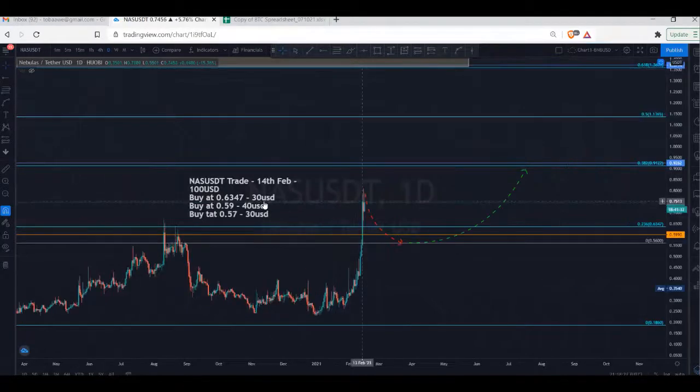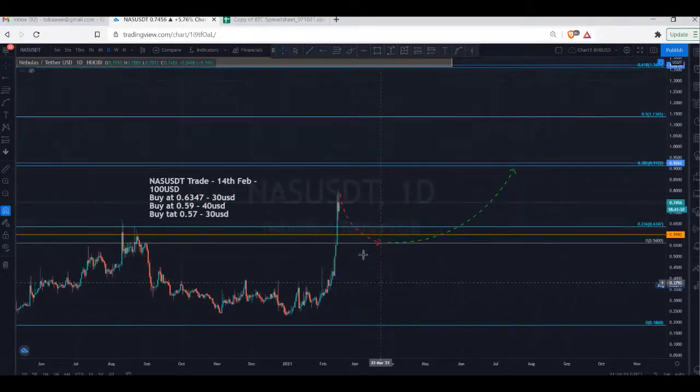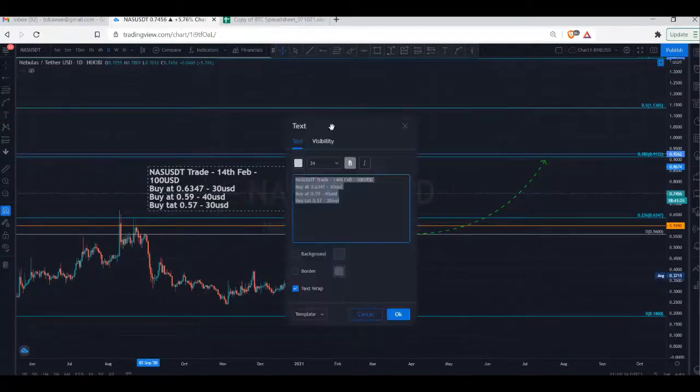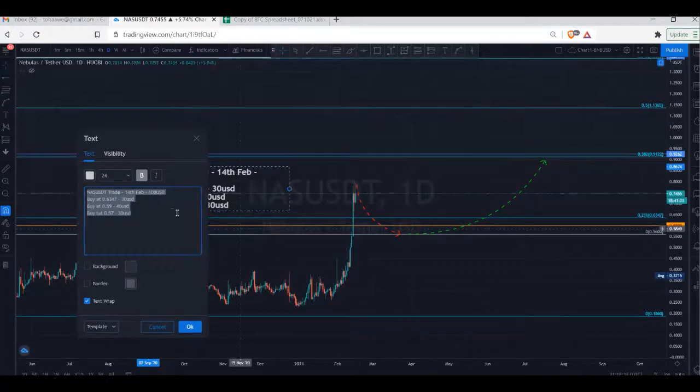So now I go to my trade. I go and do a limit buy because price has not yet come back there. I go and set a limit buy. So this one is going to be a limit buy. All of them are limit buys.